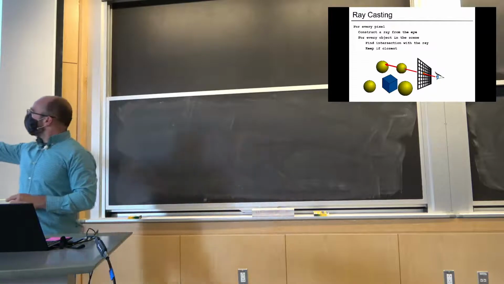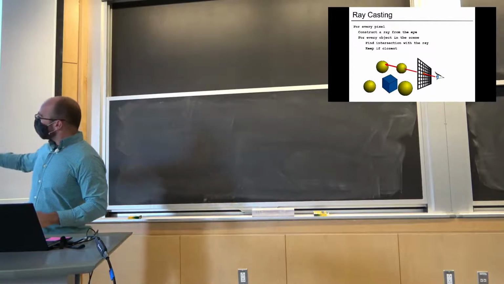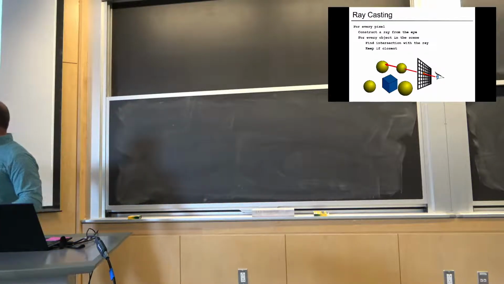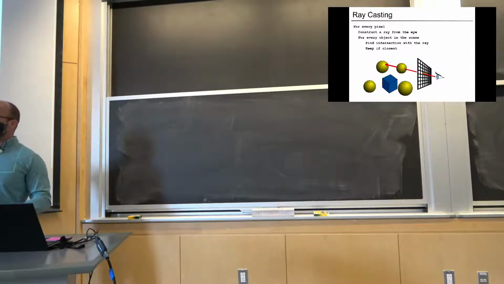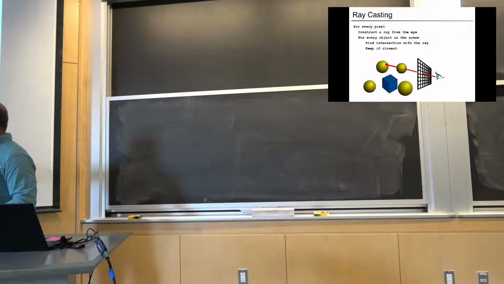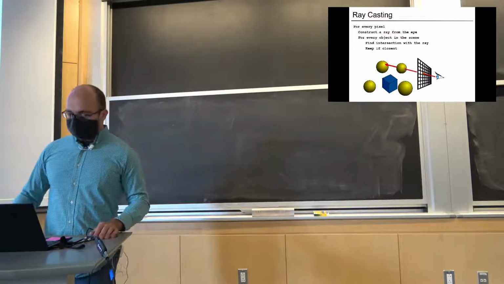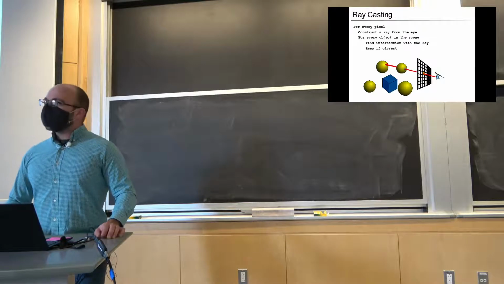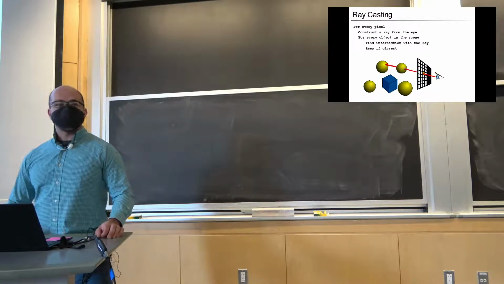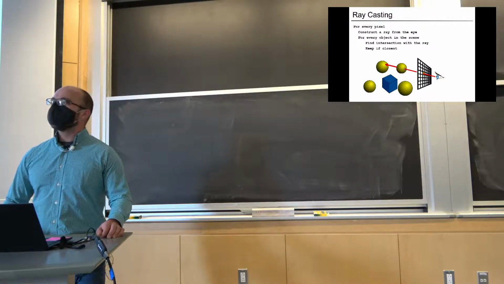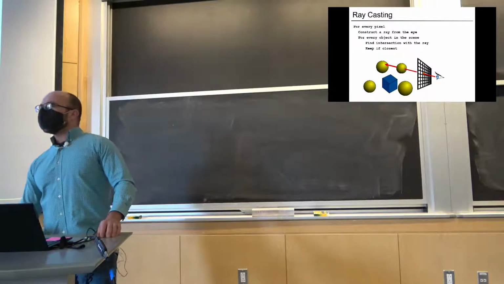And now I'm going to loop over each pixel. And for each pixel, I'm going to construct a ray from my eye through that screen into the world, right? That's this pinhole camera model. And so the ray here in this diagram is that red line. Yeah? And my task is to figure out what object that ray hits first, because that's the thing that I should draw on the screen. Does that make sense?